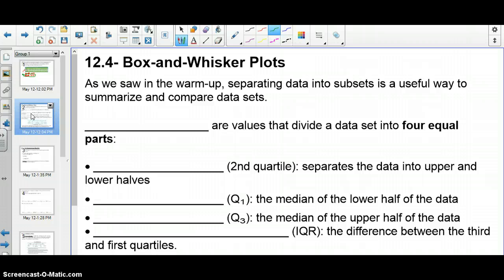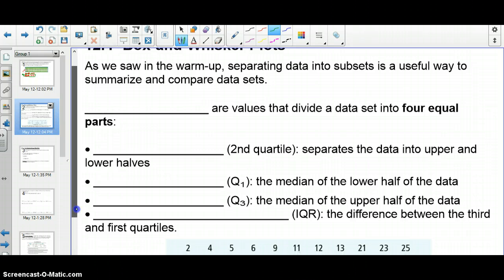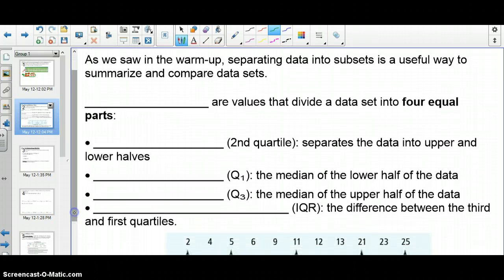Okay, let's start talking about box and whisker plots. You should have at least seen these in middle school, so let's sort of review, and then we're going to talk more about this on Friday. So it says, we're going to fill in these values here. Quartiles are values that divide a data set into 4 equal parts.